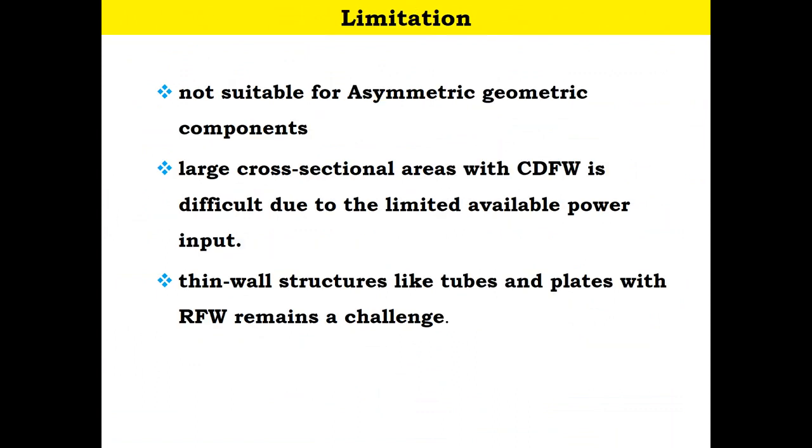There are some limitations when you are preferring rotary friction welding: not suitable for asymmetrical geometry components, large cross-sectional area components, difficult due to the limited available power input, and thin wall structures like tubes and plates with rib elements are a very big challenge.